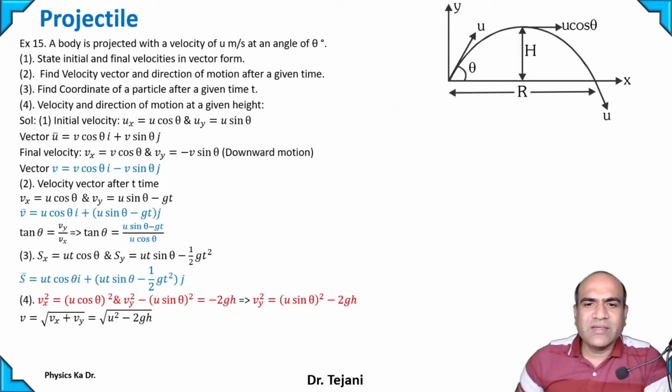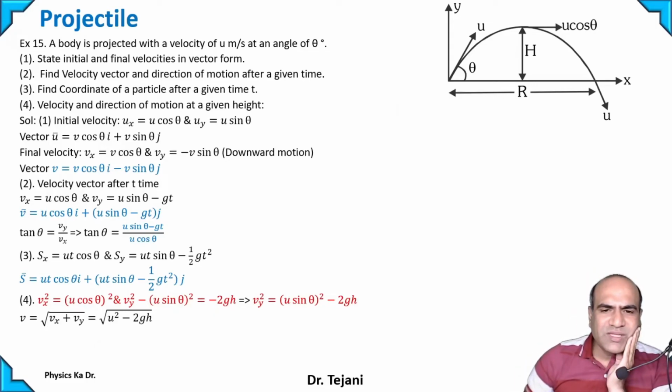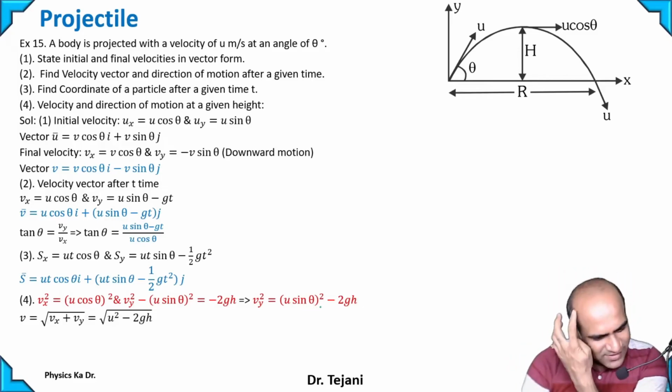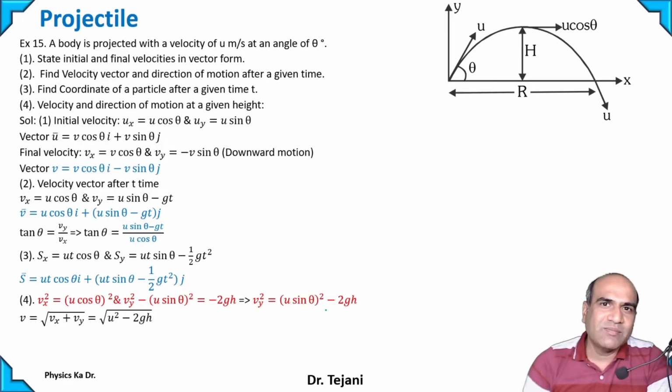So velocity in relation with height, by resolving this, you will get u square minus 2gh. Show me the process in the comment box. Please comment.